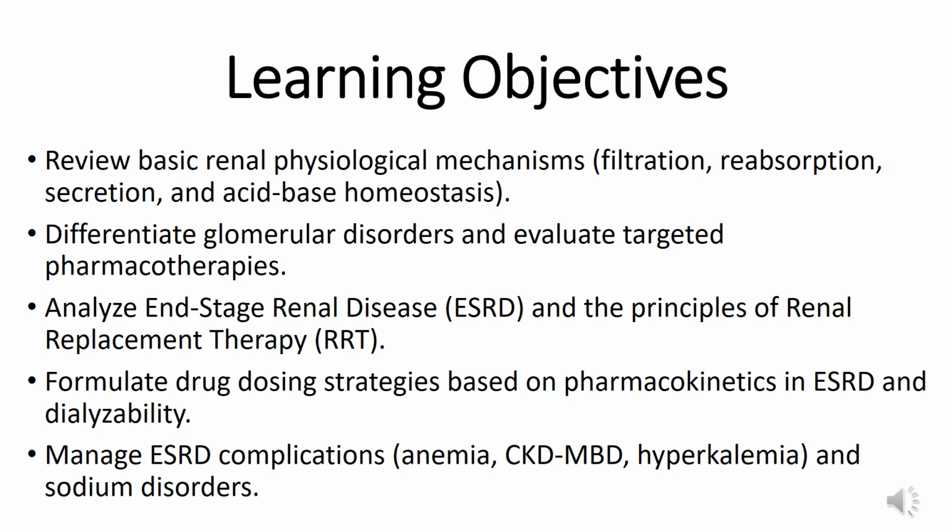End-stage renal disease is also associated with several important complications. Anemia develops because diseased kidneys produce insufficient erythropoietin. Treatment may involve erythropoiesis-stimulating agents and iron supplementation. Chronic kidney disease mineral and bone disorder, or CKD-MBD, results from abnormalities in calcium, phosphate, vitamin D, and parathyroid hormone regulation. Management includes dietary measures, phosphate binders, vitamin D analogs, and calcimimetic agents.